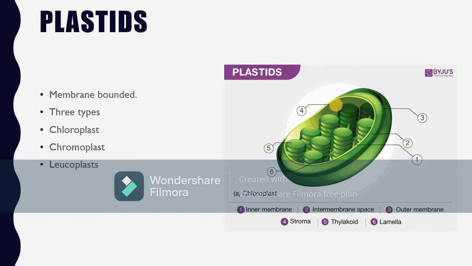These pigments are present in the thylakoids of grana, and they contain the pigments which are also associated with the bright colors and represent the cells of the flower, petals, and fruits. While the third one is leucoplast. Leucoplast is the third type, and it is colorless, stores starch, proteins, and lipids, and is present in the cells of those parts where food is stored.